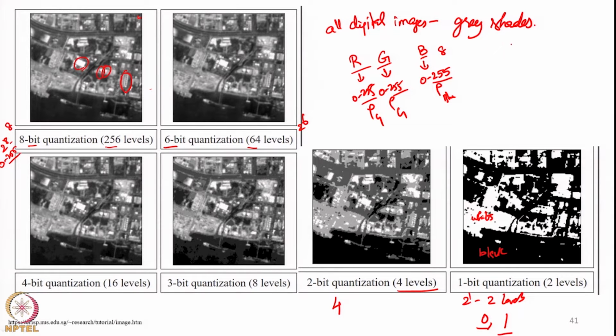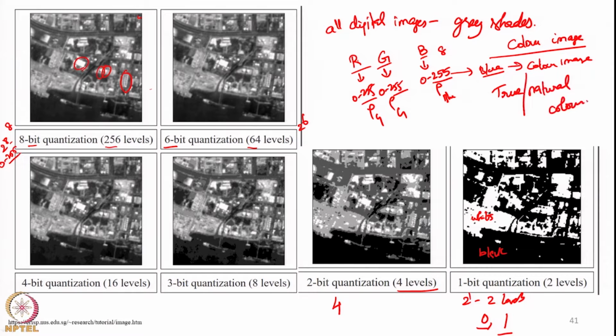When we produce a color image in our display systems, we assign the DN in blue to the blue display, which will give different shades of blue. Similarly, green is displayed in different shades of green, and red in different shades of red. All of these combine together to give us a color image. This is a true color or natural color image, because we are using blue to blue, green to green, red to red in the display system.